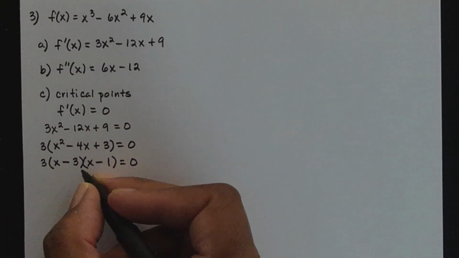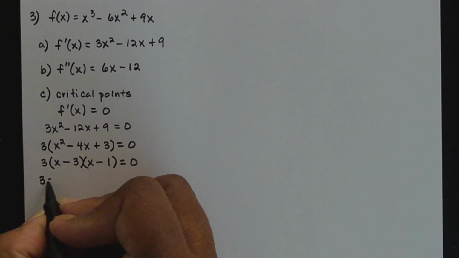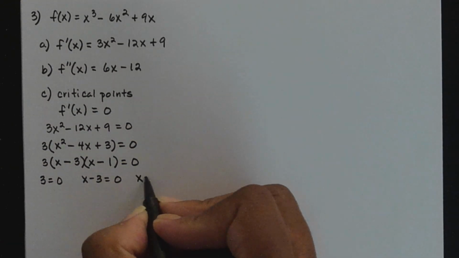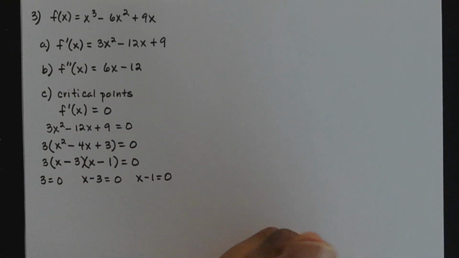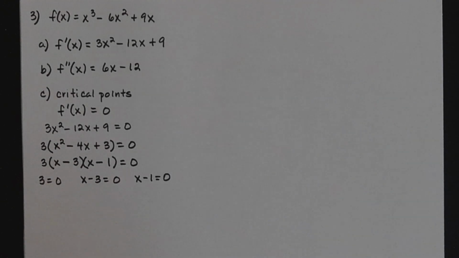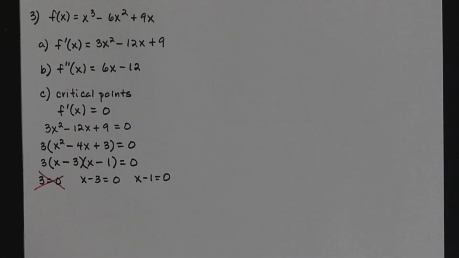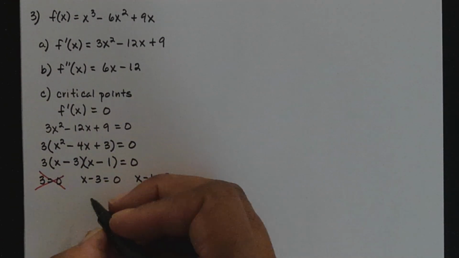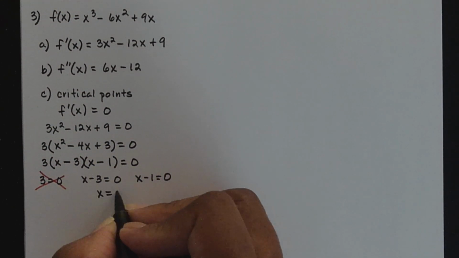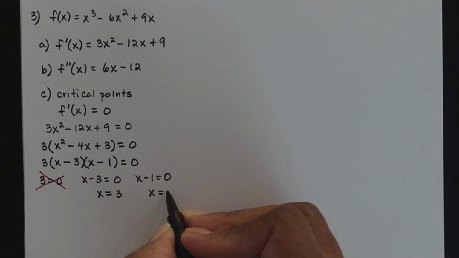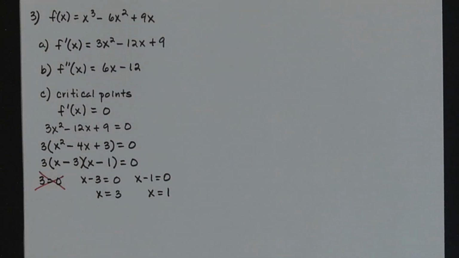And then from here we just set each individual factor equal to 0. So I'm going to set 3 equal to 0, set x minus 3 equal to 0, and x minus 1 equal to 0, and then solve for x. Well, 3 equal to 0, we can eliminate since that's a false statement. For x minus 3 equals 0, what must x be equal to? 3. And then for x minus 1 equals 0, x must be equal to 1. So these are your two critical points: x equals 3 and x equals 1.